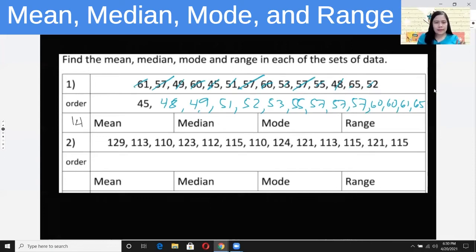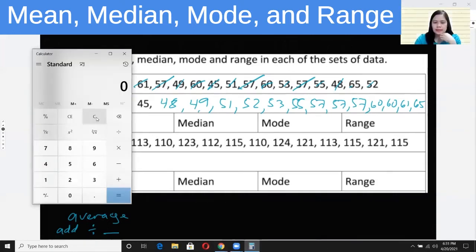Now we need to find the mean. Mean is simply the average. That means we're going to add all the numbers, and after that, we divide by the number of scores that we added. Or simply, we sum it up. So we are going to add them. Let us use a calculator.